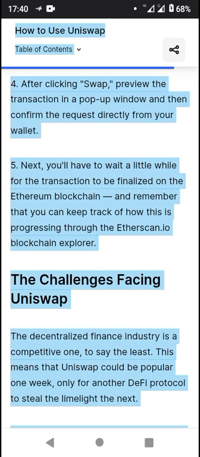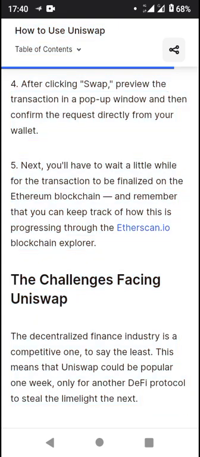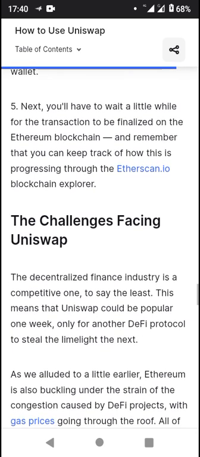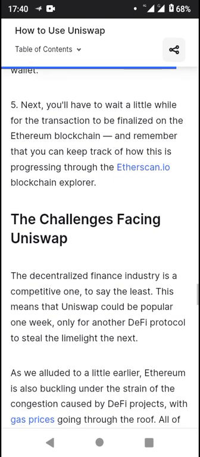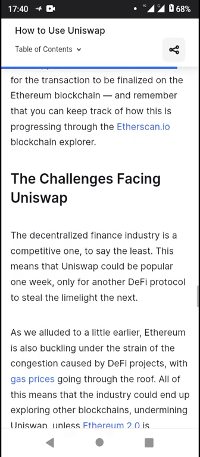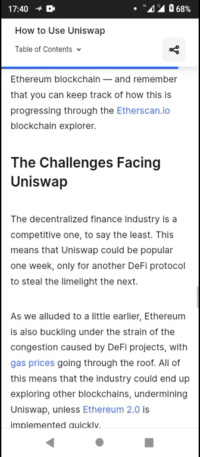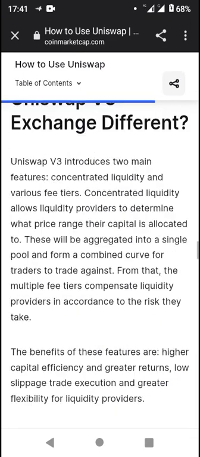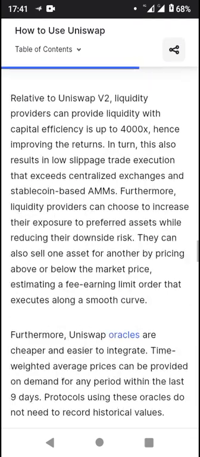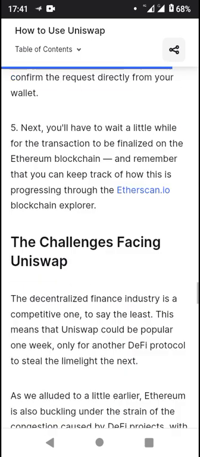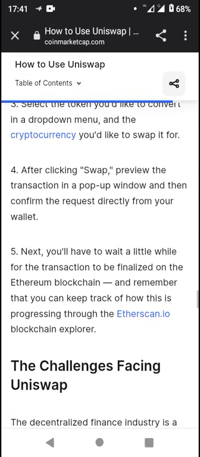Next, you will have to wait a little while the transaction is finalized on the Ethereum blockchain. Remember that you can keep track of how this is progressing through the etherscan.io blockchain explorer. So you want to take note of the wallet address being utilized in this transaction and keep track of this process. This is basically a five-step procedure that you want to take note of, so that you might also be utilizing slippage.